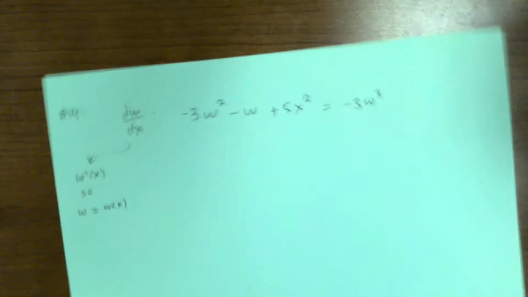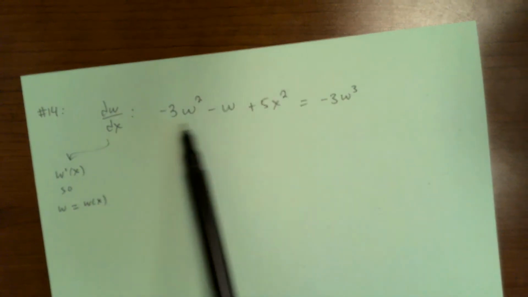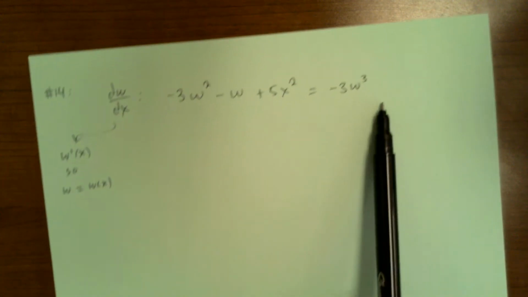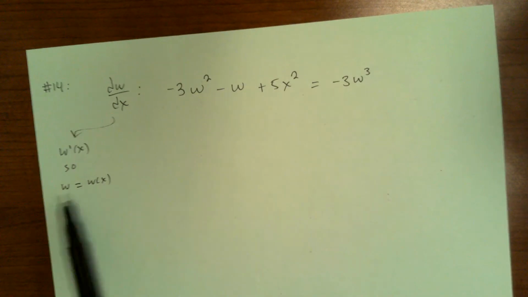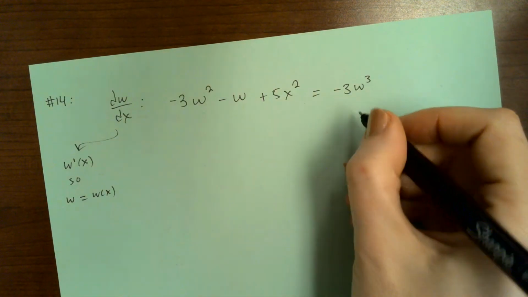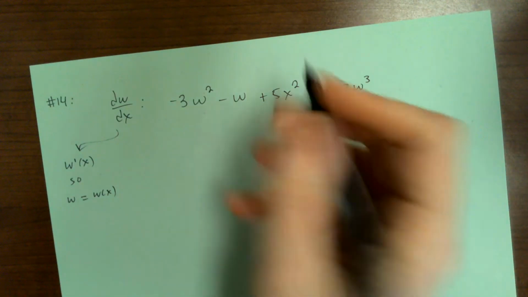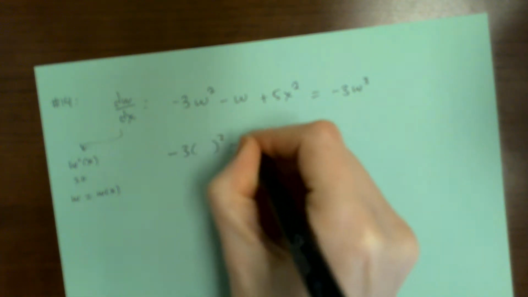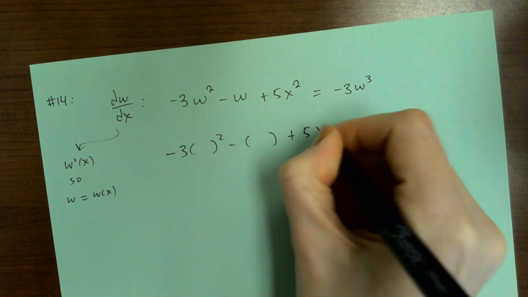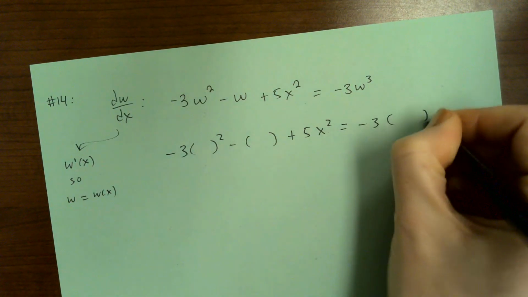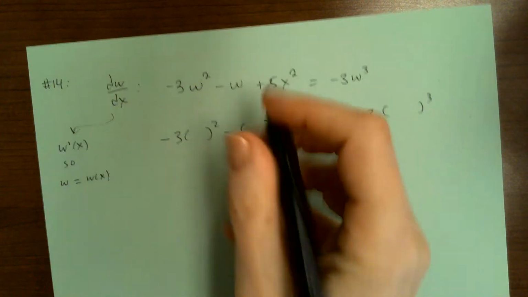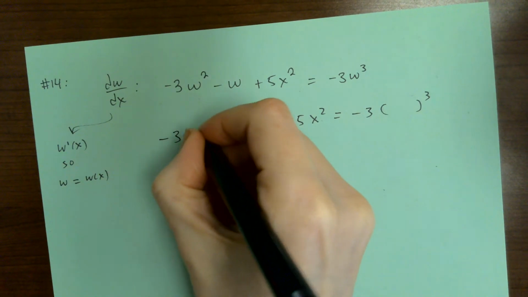Step 2 is I'm going to use function notation in this equation wherever appropriate. It's going to be appropriate wherever I see a w. So let me start off by using blanks wherever I had a w, and for where the w's were, we're putting w of x.